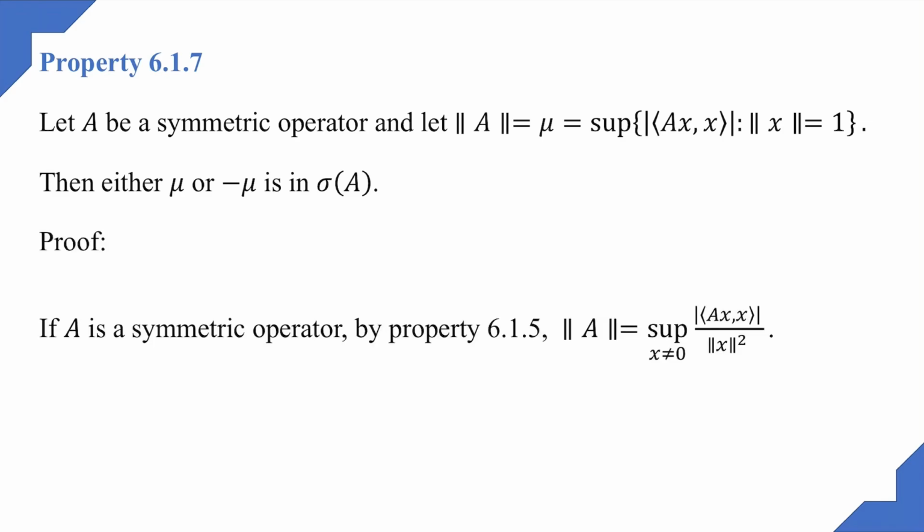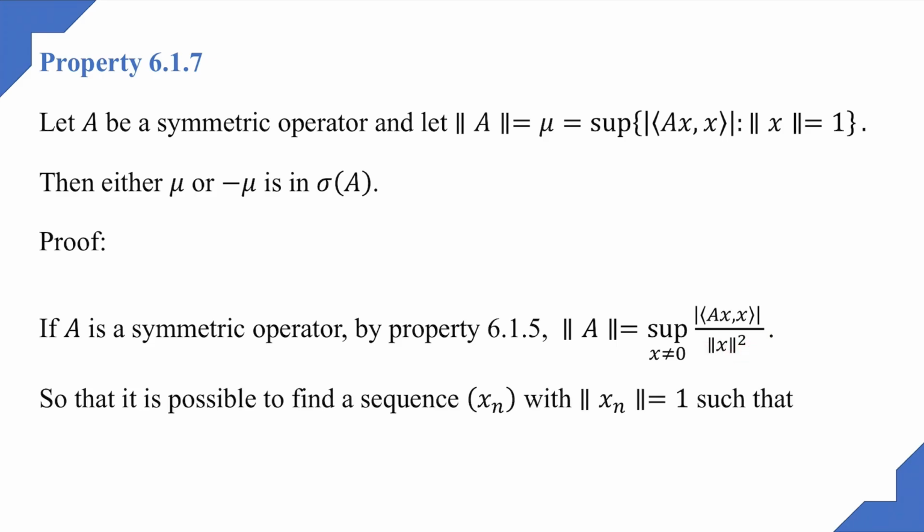So to prove this, A is a symmetric operator. Then, according to property 6.1.5 that we discussed in the last class, we have defined C as the supremum over x not equal to 0 of the absolute value of inner product ⟨Ax, x⟩ divided by norm of x squared. Then if A is a symmetric operator, C is equal to norm of A. This is what the property told us. So we can write norm of A as the supremum over x not equal to 0 of the absolute value of inner product ⟨Ax, x⟩ divided by norm of x squared.